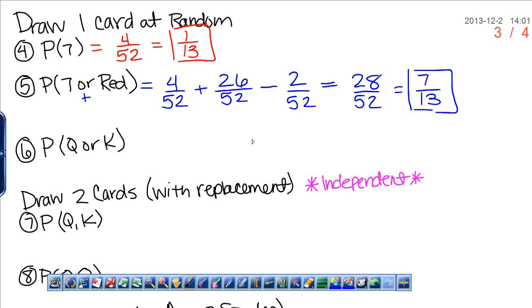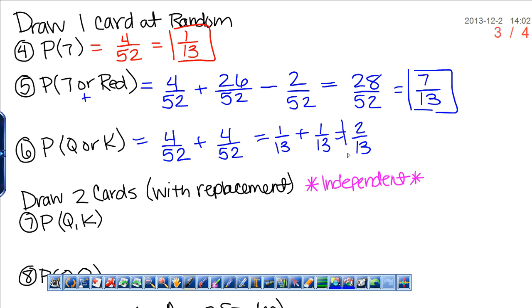All right. Probability of drawing a queen or a king. So what's the probability of drawing a queen? 4 out of 52. Or means we add. What's the probability of drawing a king? And what do you get? Yep, 1/13 plus 1/13 gives me 2/13. Questions on that?